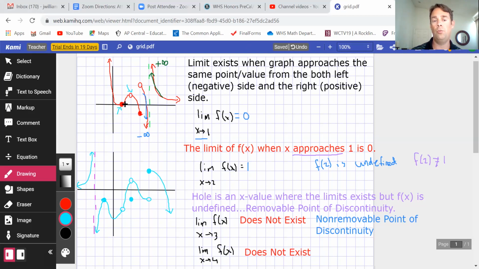Notice though, only at the point 1, 0 is the function defined. It's undefined at this point because it's an open dot. At these two, as x approaches 2, again, we have the limit equal to 1. The limit, as x approaches 3 of f of x, approached 2 different values. And when it approached 2 different values, we'd say that the limit does not exist.